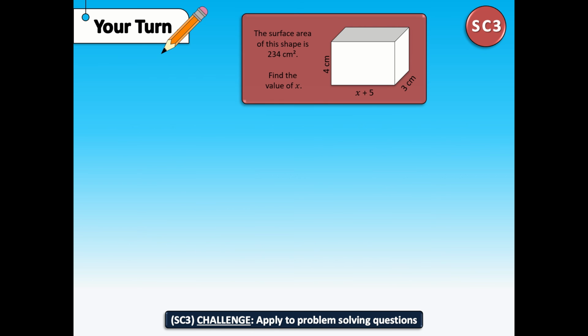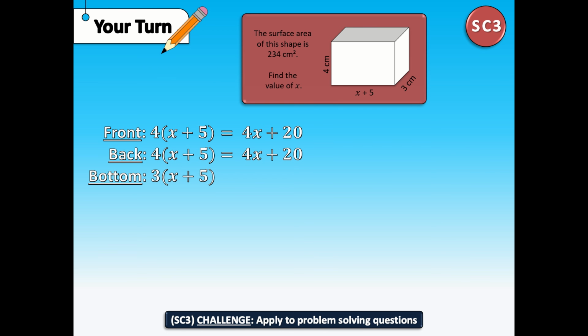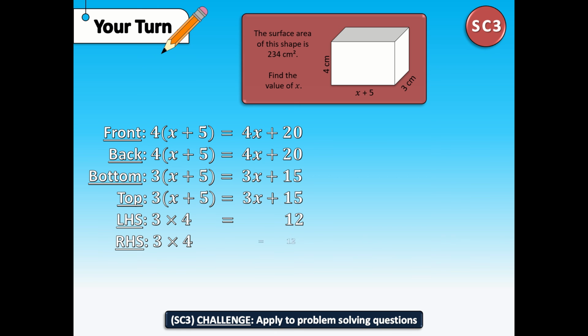For the red question, we're told the surface area is 234 centimeters squared, and we want to find the value of x. So if we work out the area of the front in terms of x, the front will be 4 times x plus 5, which is 4x plus 20, and the back will be the same. The bottom will be 3 times x plus 5, which is 3x plus 15, and the top is going to be the same as well. And the sides are going to be 3 times 4, so that's 12, and there's the right hand side as well. So that's a total, if we add those together, of 14x plus 94.